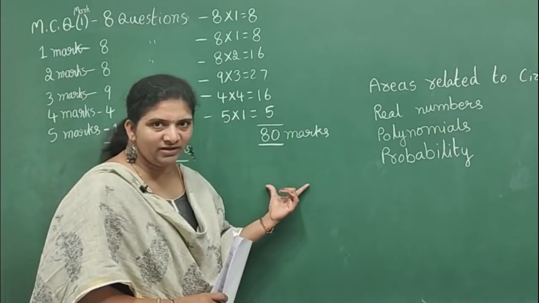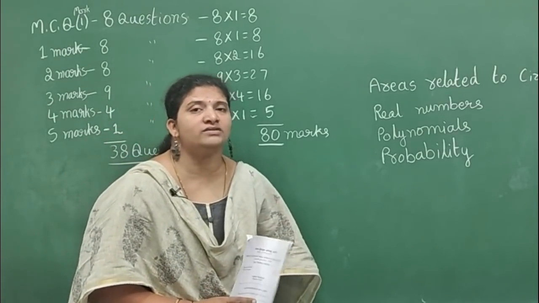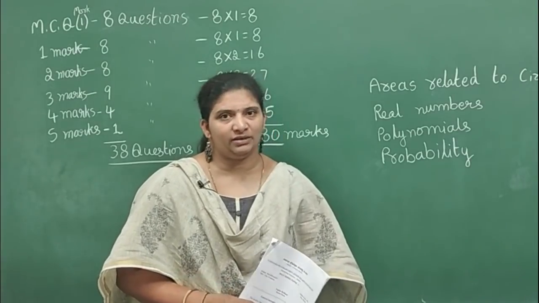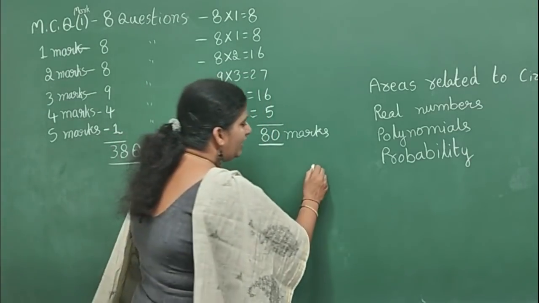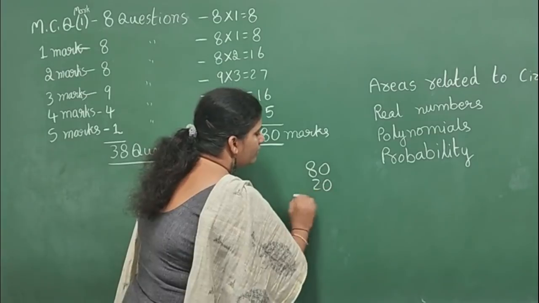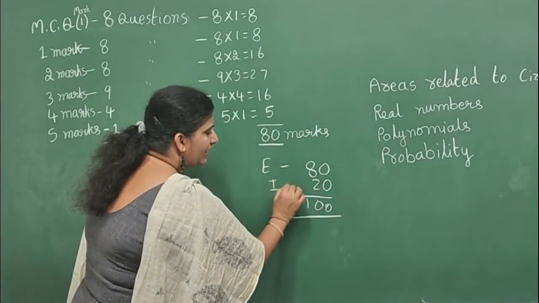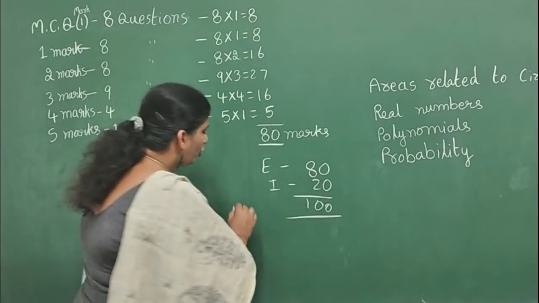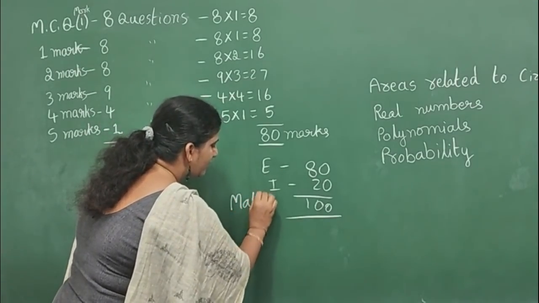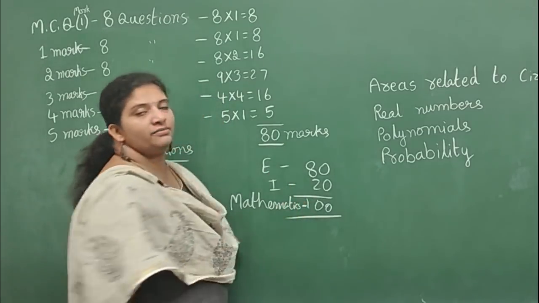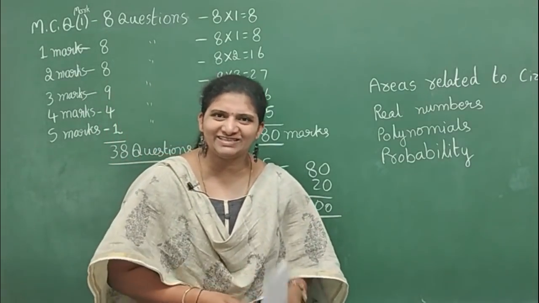Total 80 marks. As you know, 80 marks is the external mark, and you will have 20 internal marks. 80 plus 20, it will be 100 marks. External 80 marks, internal 20 marks. Total mathematics, how many marks? 100 marks you are going to gain this year.